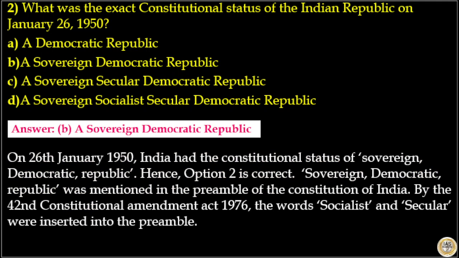On 26 January 1950, India had the constitutional status of sovereign democratic republic. Hence, option 2 is correct. Sovereign democratic republic was mentioned in the preamble of the Constitution of India. By the 42nd Constitutional Amendment Act of 1976, the words socialist and secular were inserted into the preamble. So, your answer to this question is option B, a sovereign democratic republic.